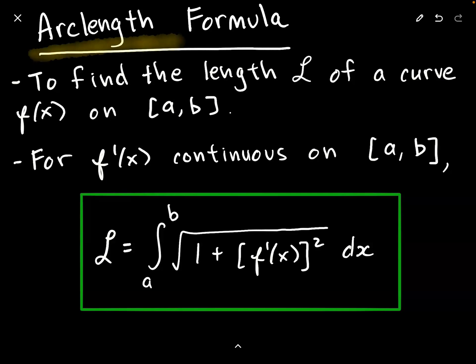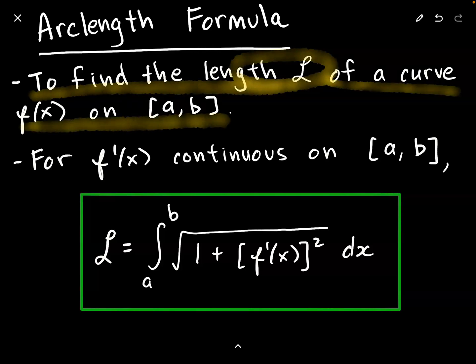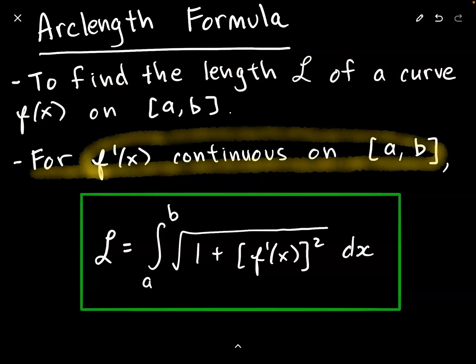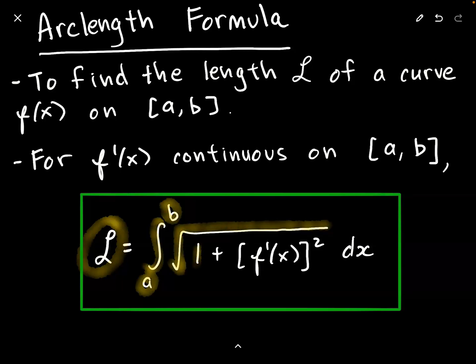We'll look at the arc length formula. We use the arc length formula to find the length L of a curve or function on the interval a to b. We can use the arc length formula as long as the derivative f prime is continuous on the interval a to b. The arc length L will be equal to the integral from a to b of the square root of 1 plus the derivative all squared with respect to x.